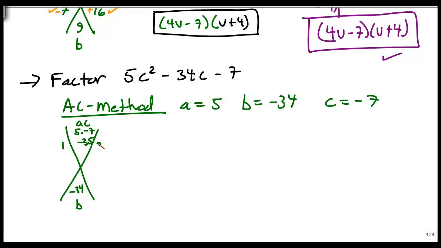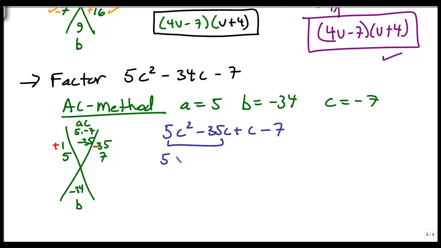So I have 1 times 35. 2 won't work. 3, for 5 and 7. Those are really my only two options here. So when I look at 5 and 7, there's just no way I can combine these to get a negative 34. However, I think the 1 and 35 will work if the 1 is positive and the 35 is negative. So I take this and rewrite it. I have my 5c squared. Now instead of a negative 34c, I'm going to write a negative 35c plus c minus 7.